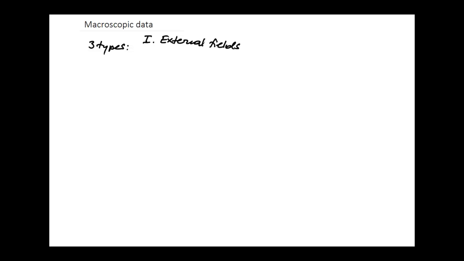Another example could be the volume of your system. The system is in a container. You can vary the volume of the container, and so the volume is a control parameter. So you have external fields or other so-called control parameters.